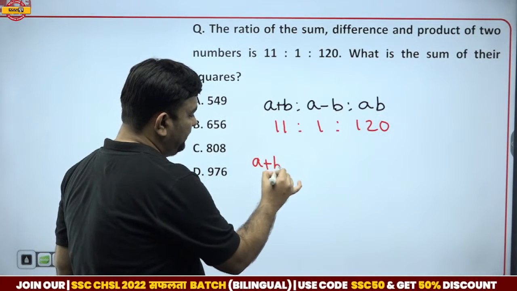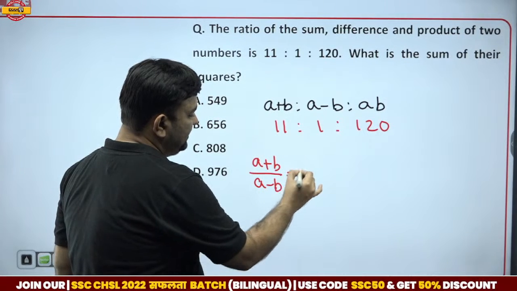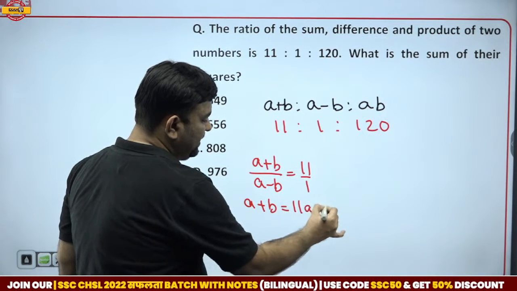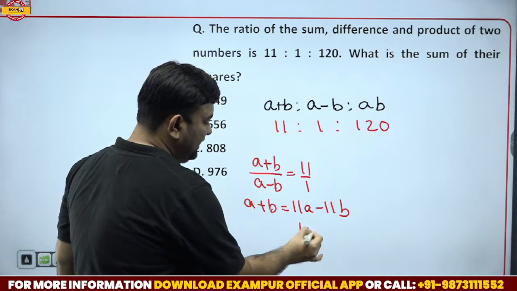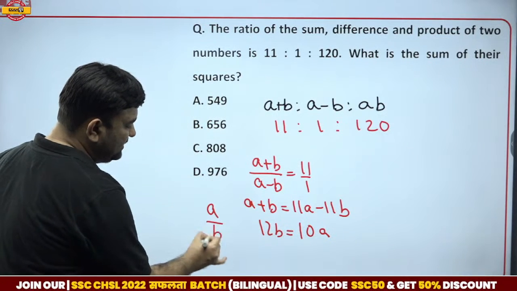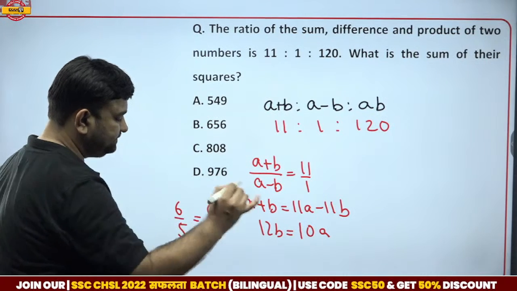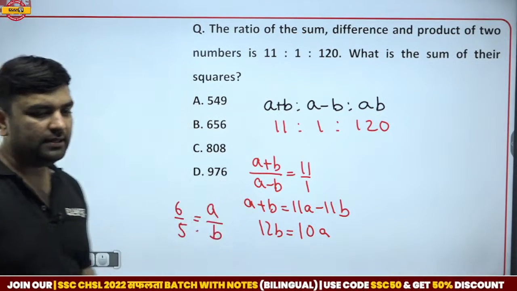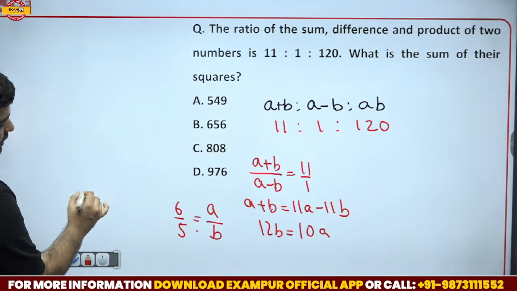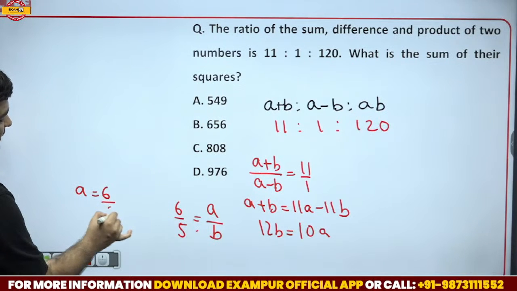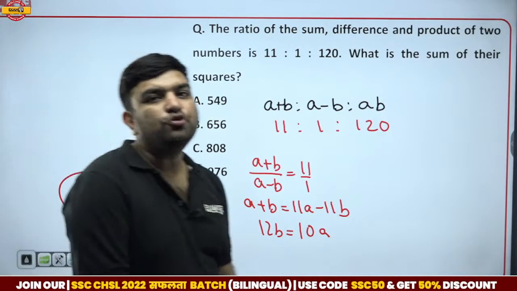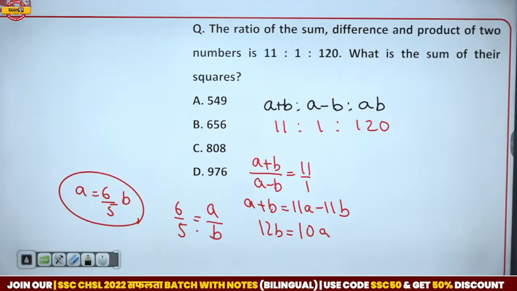So A plus B upon A minus B is in the ratio 11 ratio 1. So A plus B is 11A minus 11B. So 10A is equal to 12B, or you can say A upon B is in the ratio 6 ratio 5. You can say A is equal to 6 by 5 of B. We have to solve it taking 2 at a time.